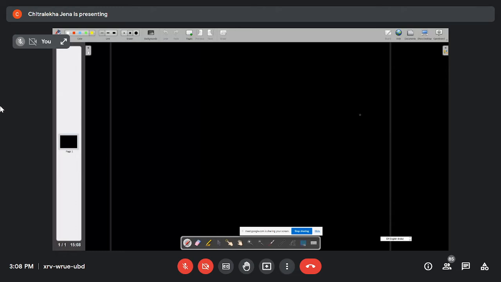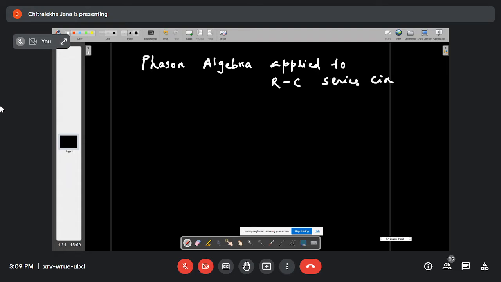So next, come to phasor algebra applied to RC series circuit. First, one question: you tell me why you are applying phasor algebra. What is the importance of applying phasor algebra to this AC series circuit? I have told you last class. Without phasor algebra, you have already solved circuits, RL series circuit, RC series circuit. What is the necessity of using phasor algebra?